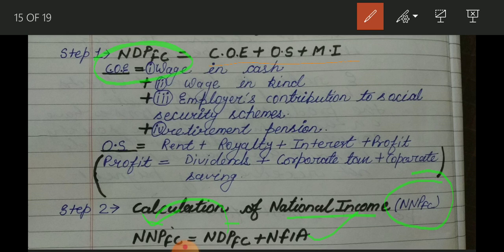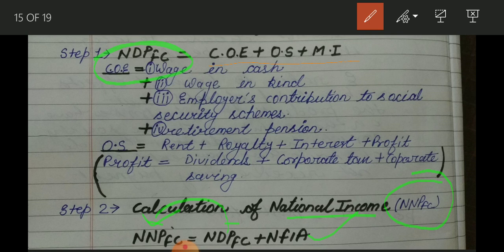And profit also has three parts: dividend, corporate tax and corporate saving. This corporate saving is known as retained earning and undistributed profit also. Okay, so I think you are able to understand how we can calculate national income by using income method.